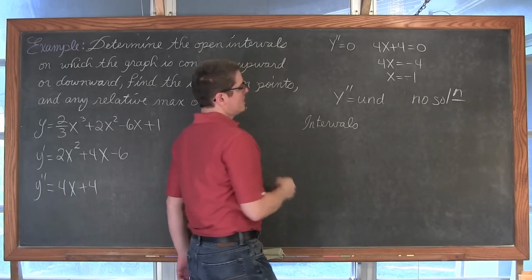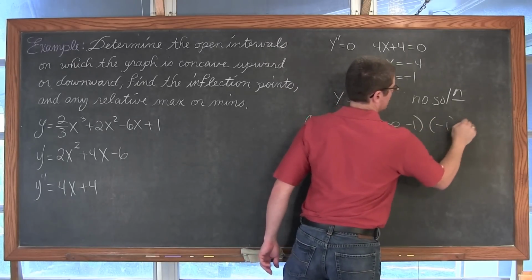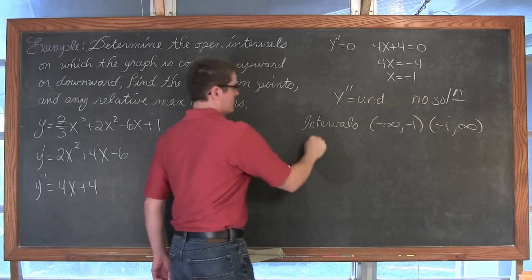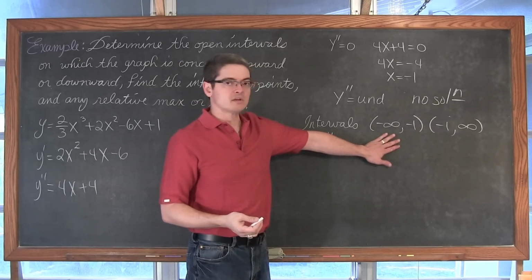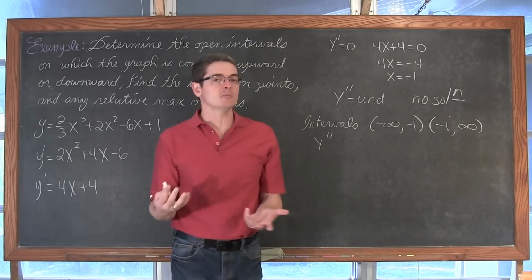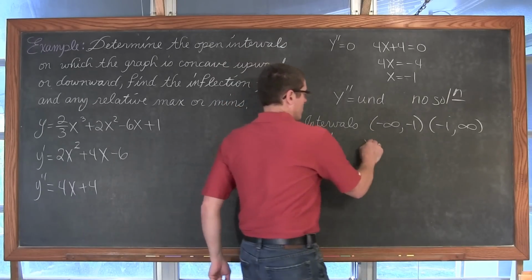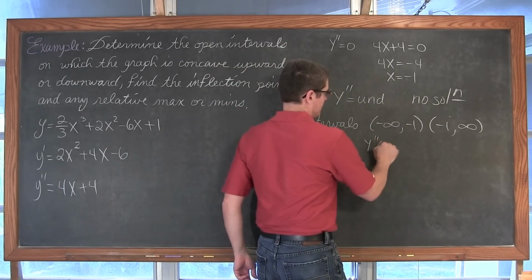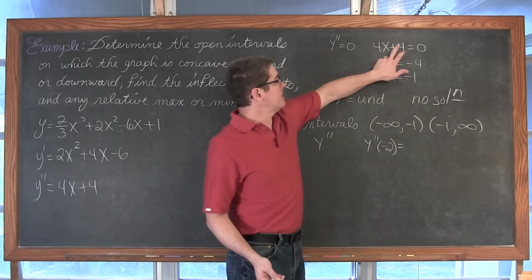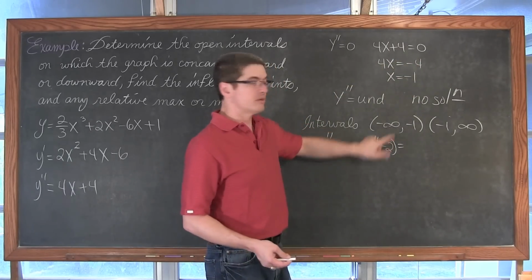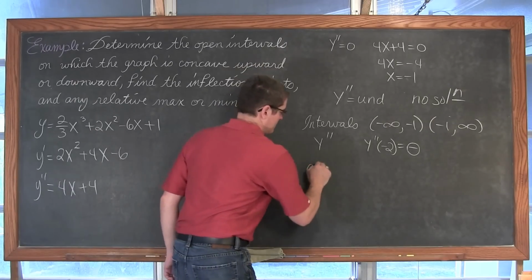So my test intervals are going to go from negative infinity to negative 1, and then from negative 1 to positive infinity. In those intervals, I'm going to take one value from each interval, plug it back into the second derivative, and determine if it's positive or negative. So I want to see, let's say, y double prime of negative 2. Well, 4 times negative 2 is negative 8. Negative 8 plus 4 is negative 4. So my second derivative in this interval is negative, which means it's going to be concave down.